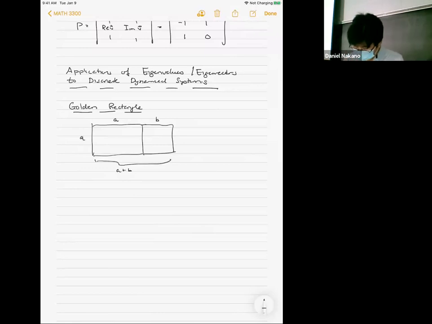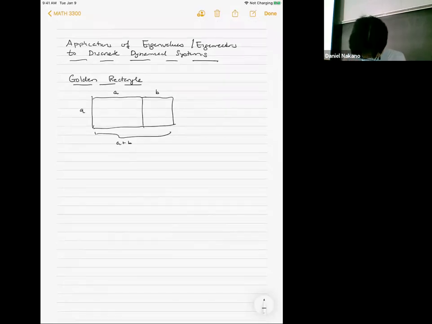So namely, the proportion of the side here, A plus B over A, so the length over the width, is proportional to just A over B, which I'm going to call phi. Okay, so this actually defines a golden rectangle. And there are many sizes of golden rectangles, and this is sometimes used. You can look it up in Wikipedia. It's used in architecture and comes up in other applications.